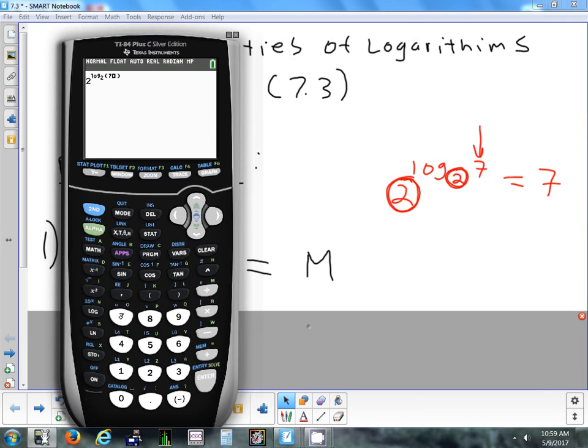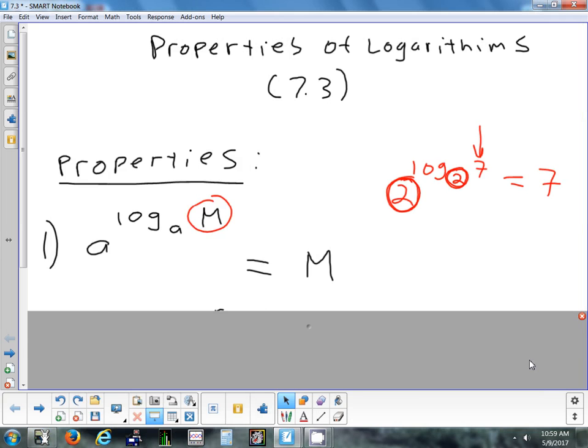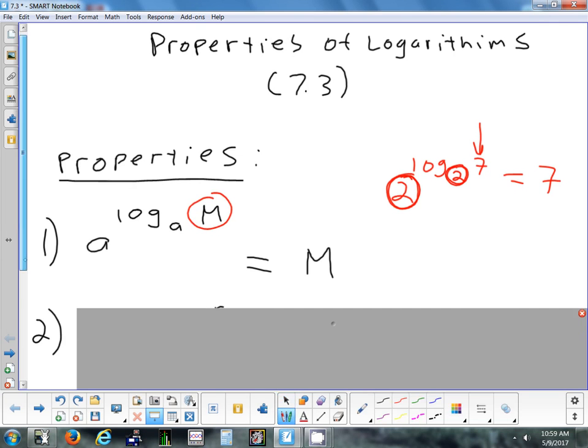I haven't shown you how to do this, and I'm not going to show you this way because it relies on having a graphing calculator. I'm going to show you how to do this on any calculator. But I typed in exactly what I just had, and I get 7. So that's it. It's really just a special pattern to look for. Any questions on the first one? Okay, second one.